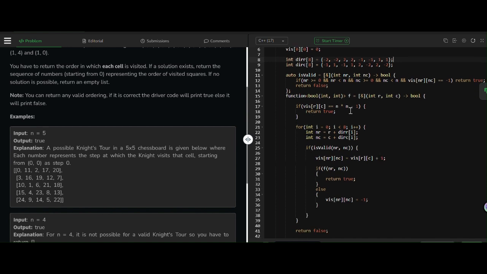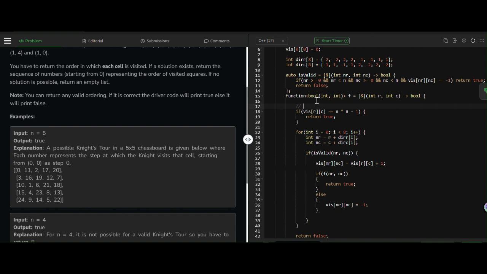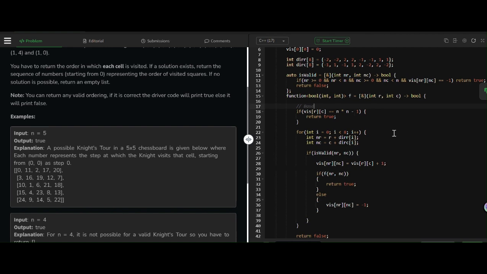So I started with the base case. The base case is very clear. I have to make sure that I have filled the board completely. So it will be the case when I am standing at a particular cell and that cell has already been visited with the move number equal to n square minus 1, right? Because for 5 by 5, there will be 25 minus 1, that is 24. That will be the final move number, right? So this will be the base case for this recursion.